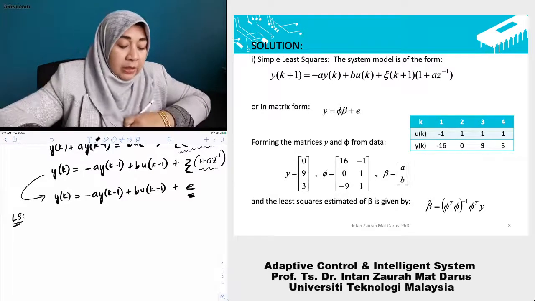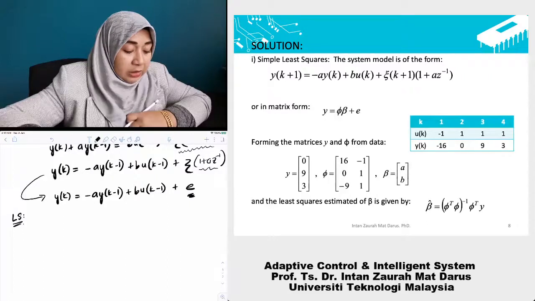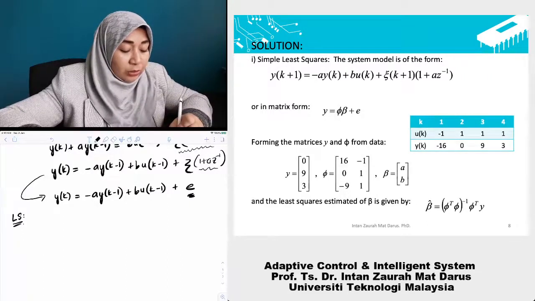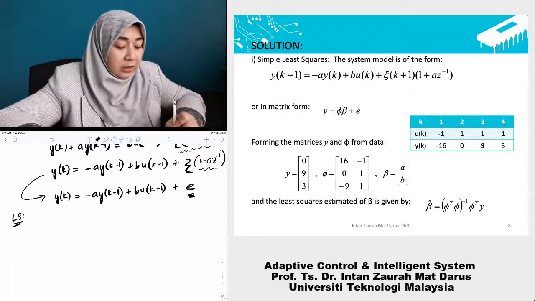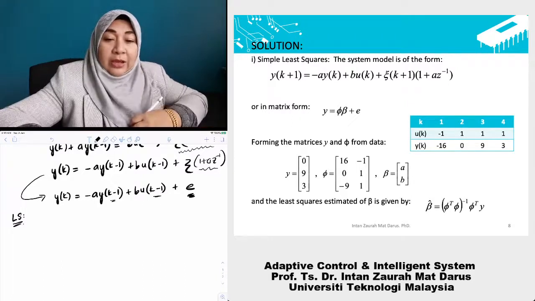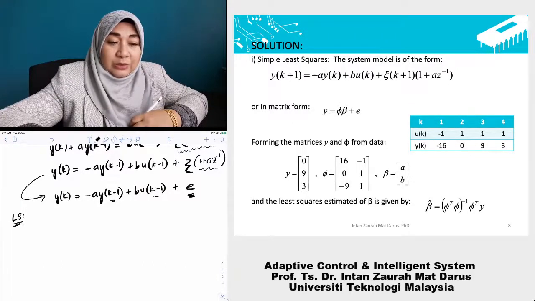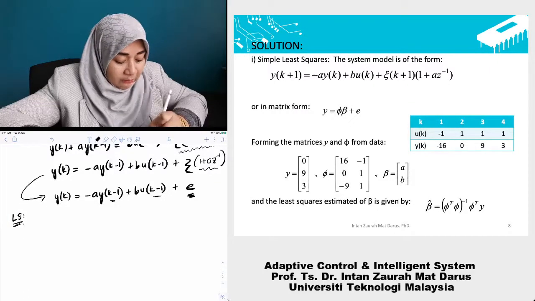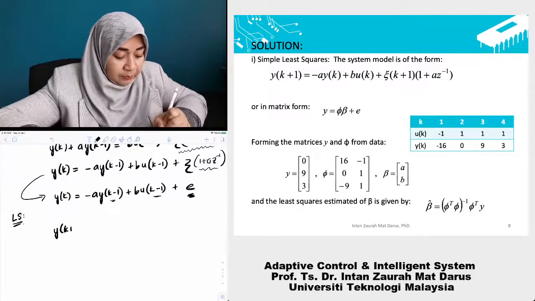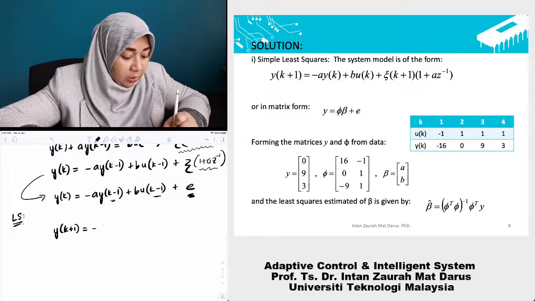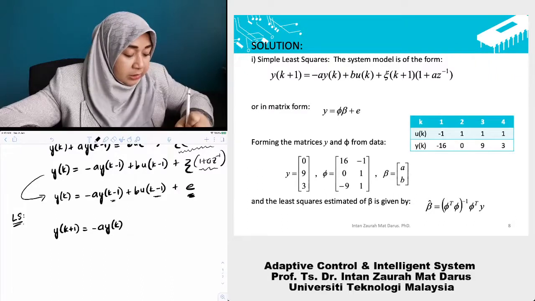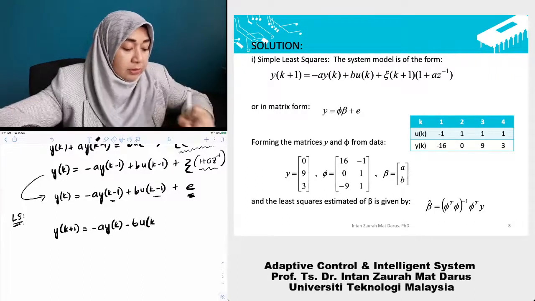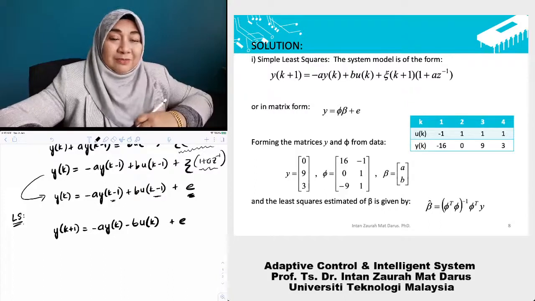First, for the data, I know that I don't have that. I cannot keep it as k-1 here and u(k-1) here. Why? Because when I use k equals 1, that will give me 0, and I don't have data 0, so I am going to shift that by 1. By shifting by 1, I will have y(k+1) = -a y(k) + b u(k) plus my error.